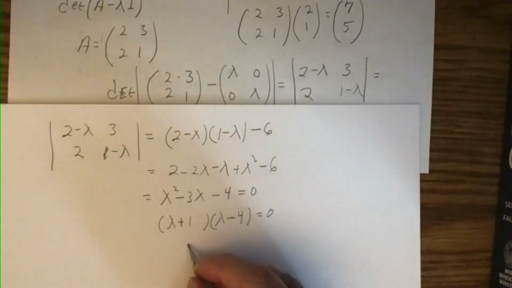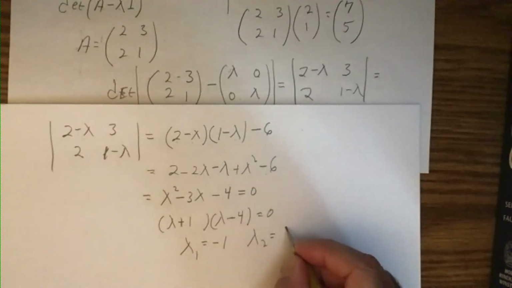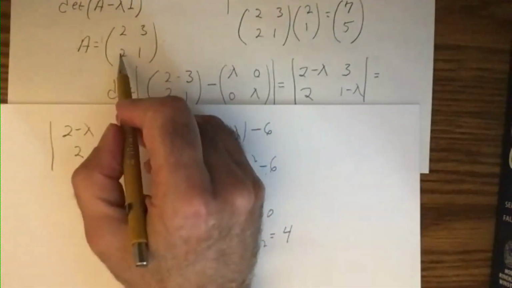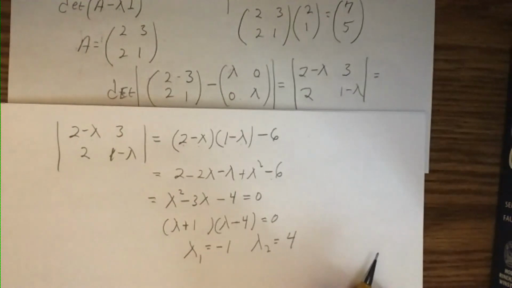So my eigenvalues are lambda 1, I'm going to call it lambda 1, is equal to minus 1, and lambda 2 is equal to 4, right? So those are my eigenvalues for this matrix here, right? Those are the eigenvalues for this matrix here. Okay.